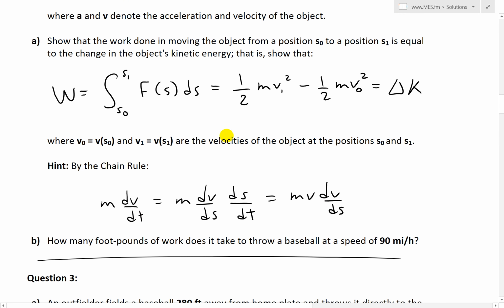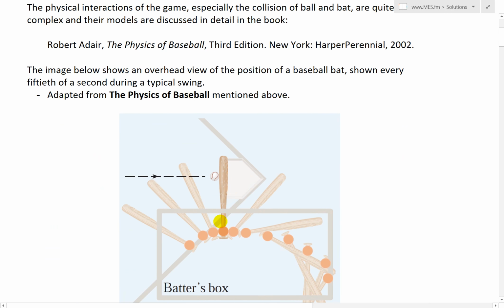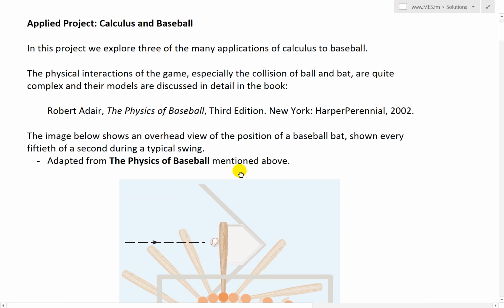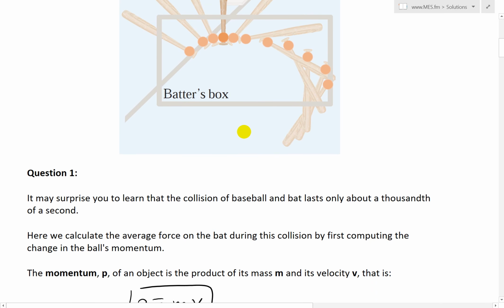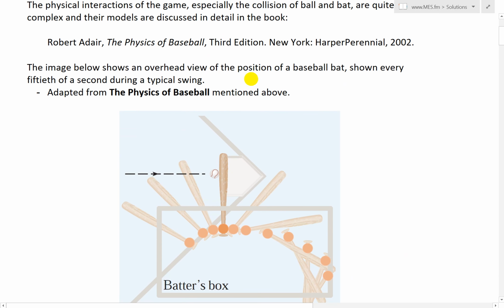Anyways, it's all for today. Make sure to check this applied project out. It's pretty interesting to see just the amount of force it takes to hit the ball, as well as to throw a fastball, etc.